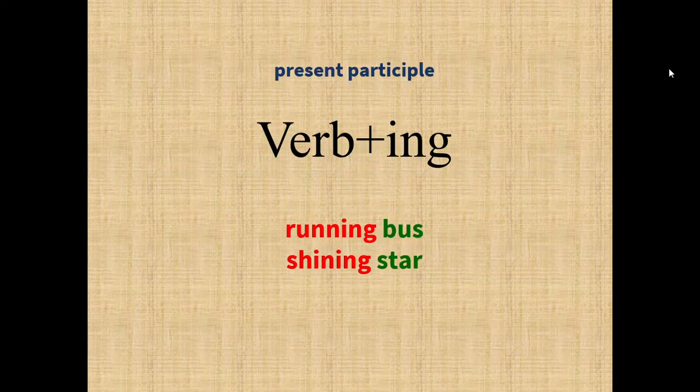Next, let's talk about present participle. What is present participle? Verb plus ing. Verb plus ing works as an adjective if I use it before a noun. If I say running bus, the word running will tell me about the condition of the bus. It is a running bus. So what type of bus? Running bus. Running is a modifier. It modifies the noun bus. Similarly, shining star. Shining is a modifier here.